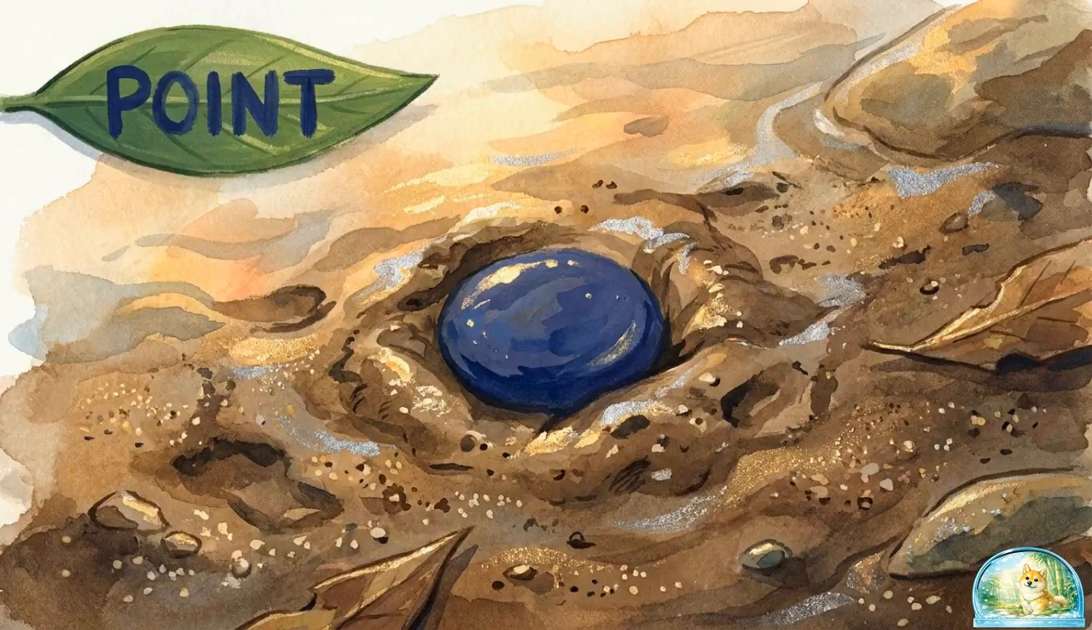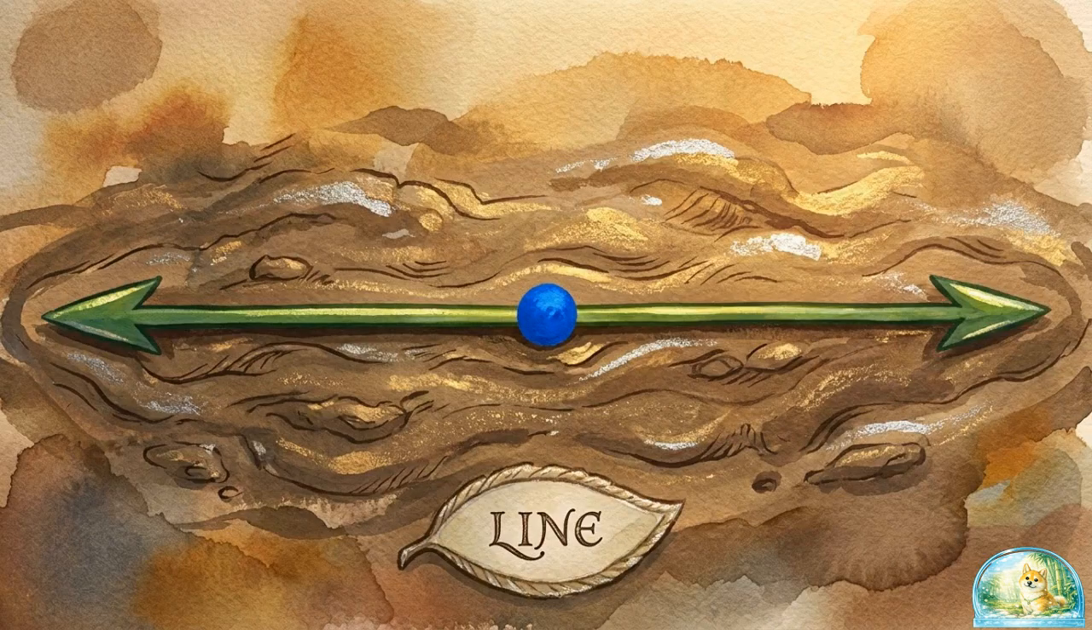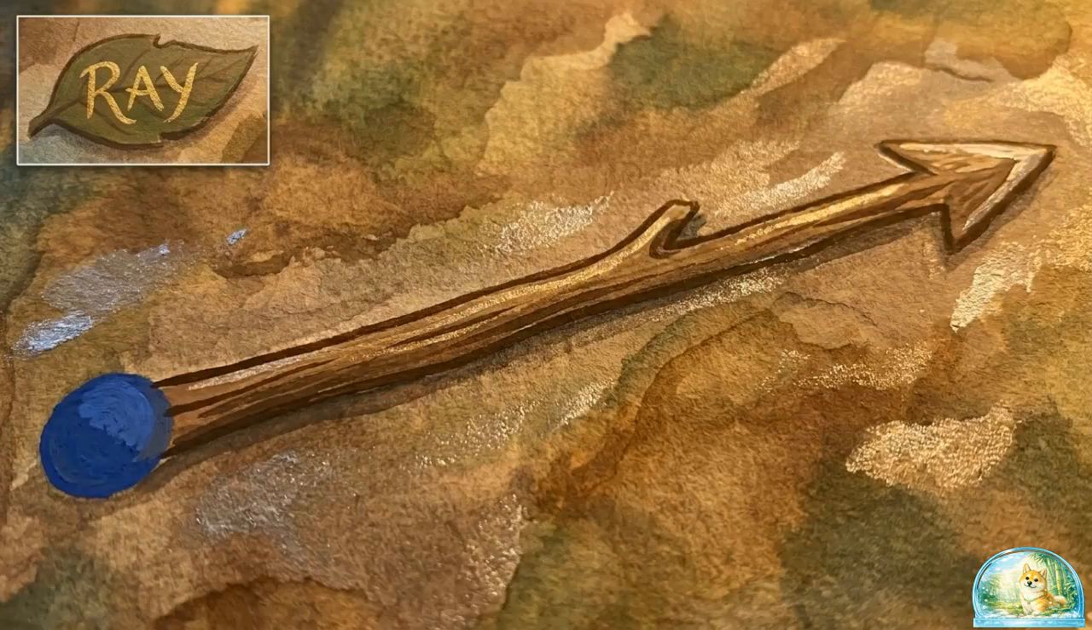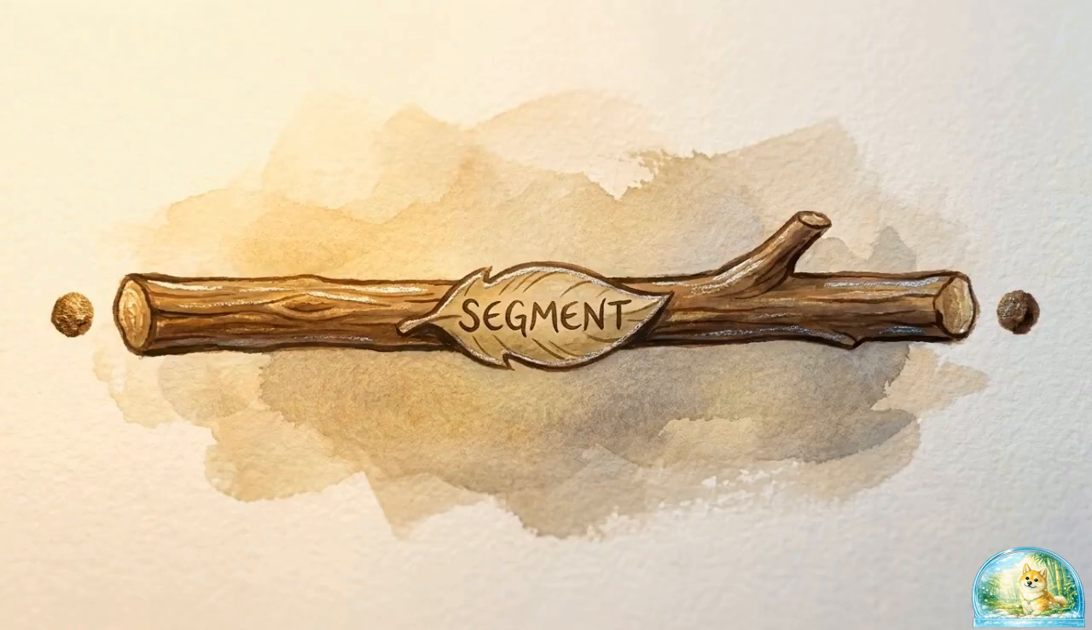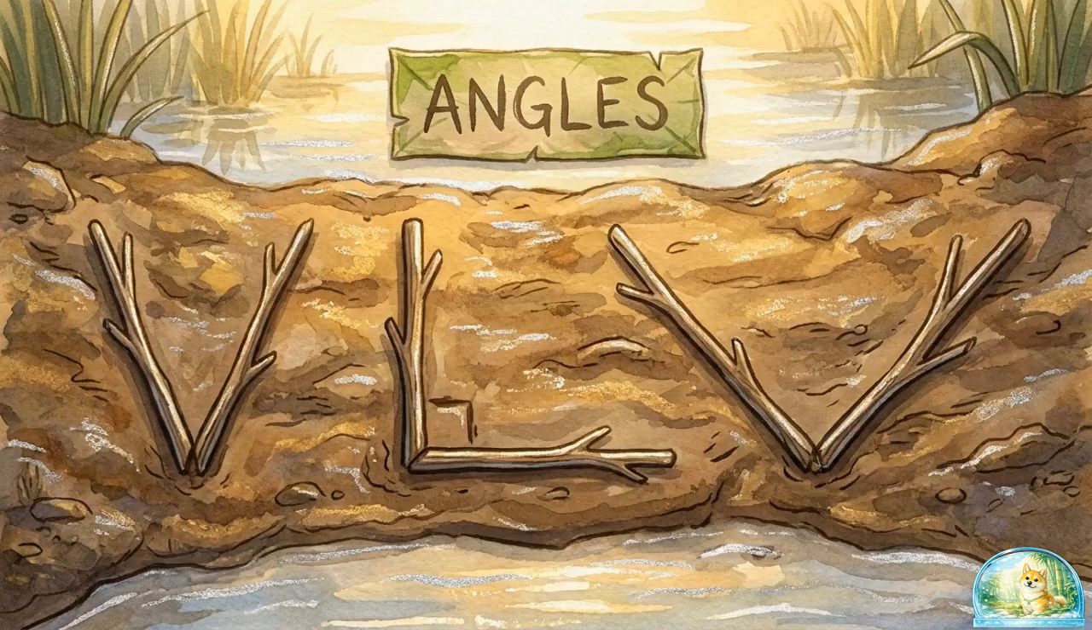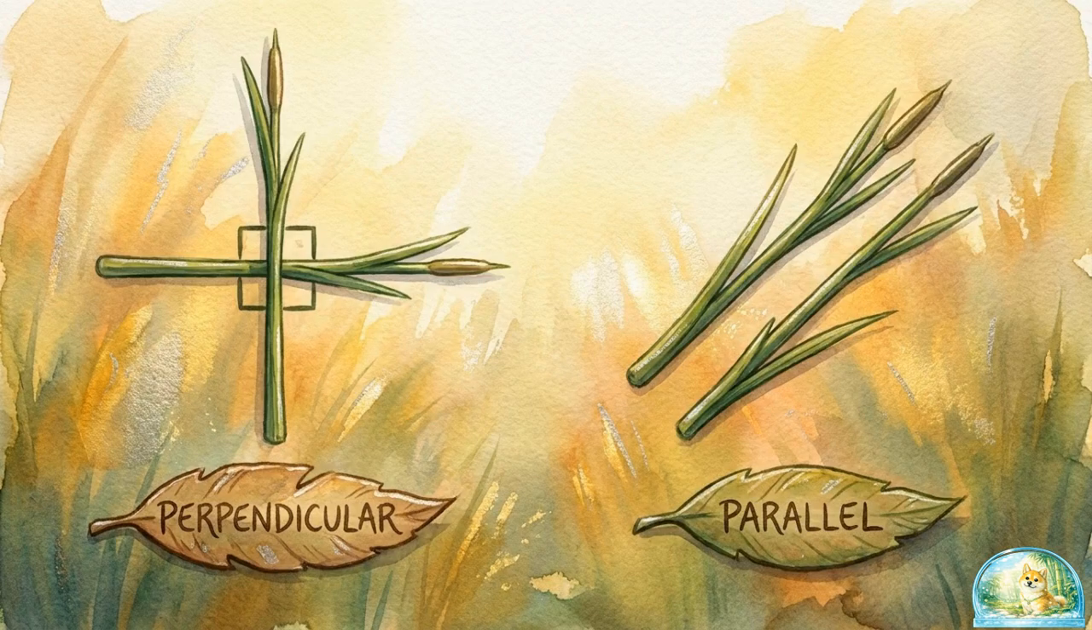A point is a spot, a line goes forever both ways, a ray forever one way, and a segment has two ends. Two rays at a point make an angle, right, acute, or obtuse. And two lines can be perpendicular at a square corner or parallel so they never meet.